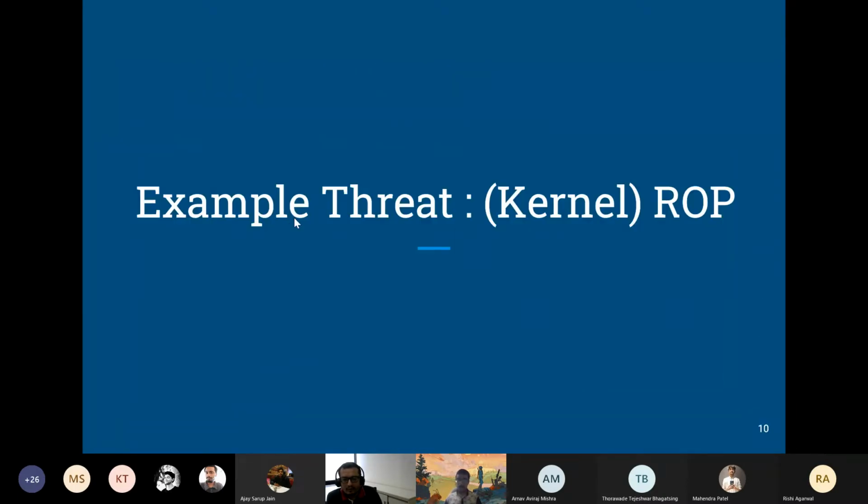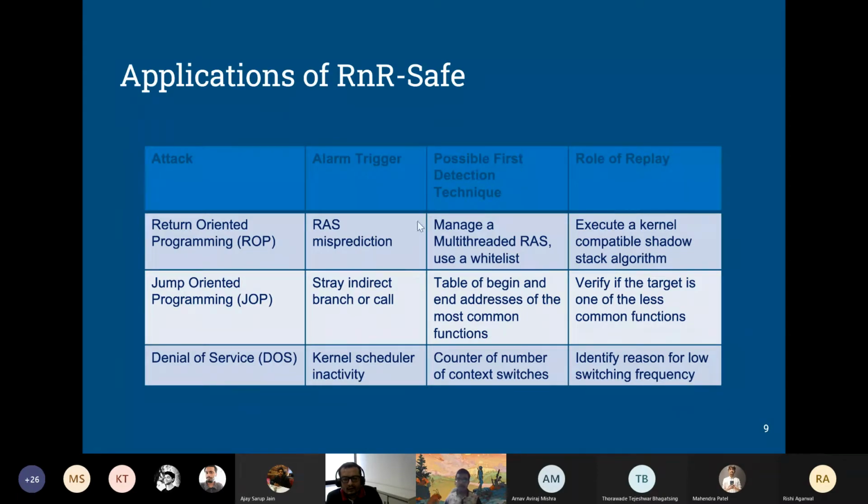Hang on. Can you go back to the previous slide? We will. I'm not asking anything now, I'm just curious about this DOS attack. In the denial of service, you are saying the alarm trigger is the kernel scheduler being inactive. Yes, they are looking at kernel DOS attacks. I think it is when the kernel is not scheduling any activities for a while, because possibly the kernel has been DOSed and is not running properly or is running slowly, even if there are active processes running on the system. That's the scenario.